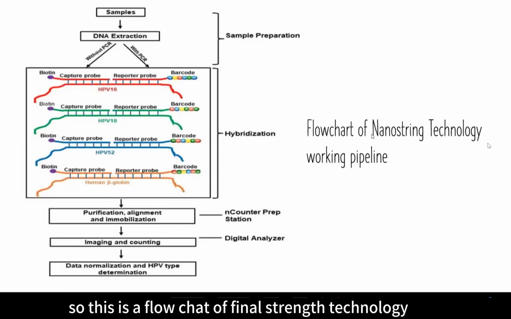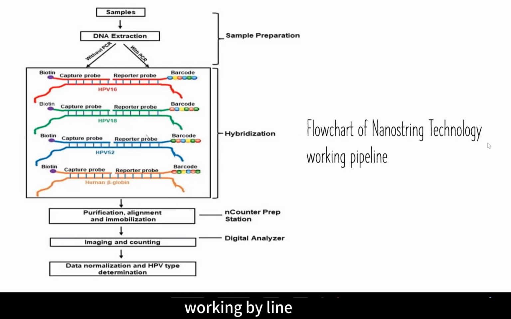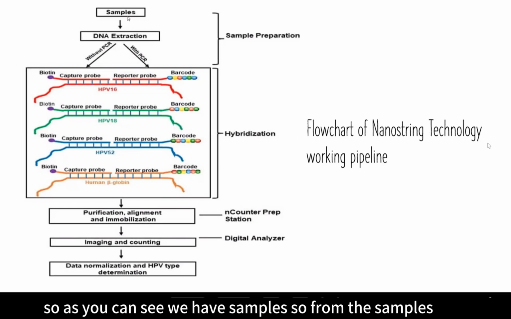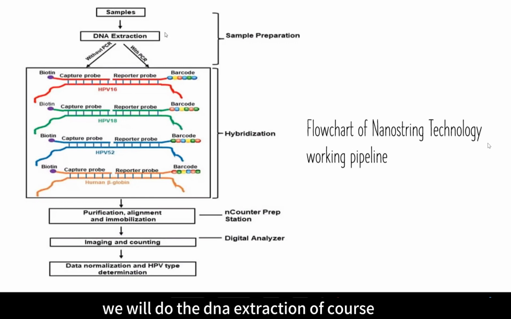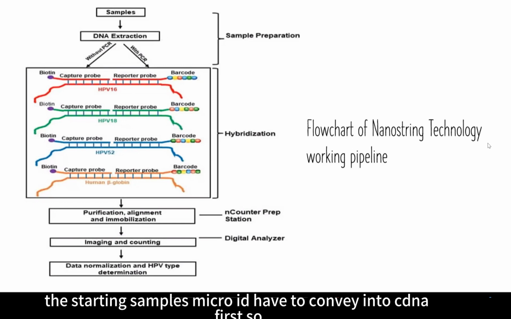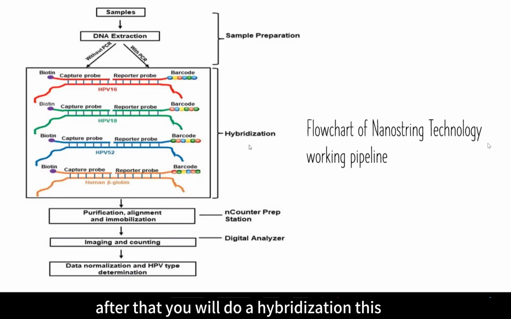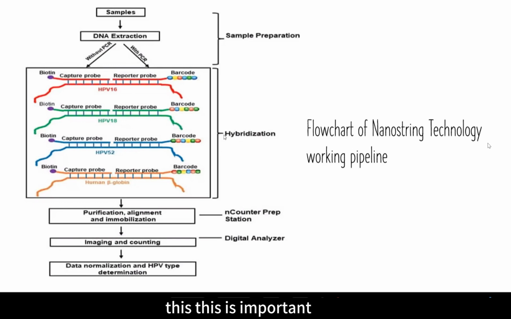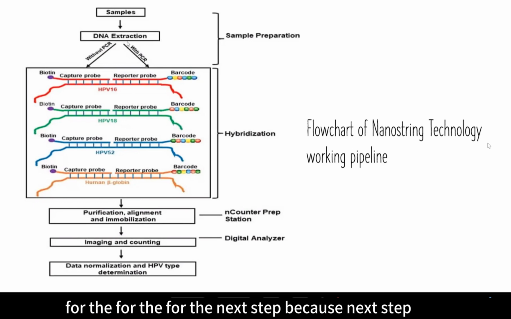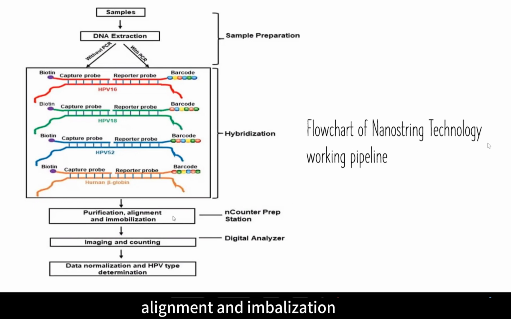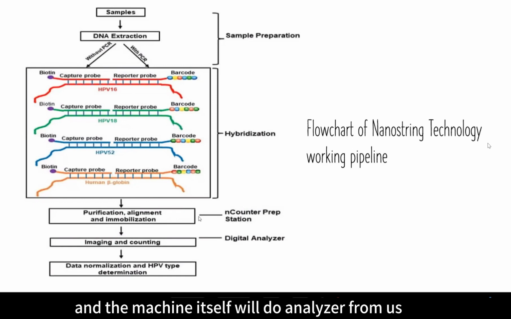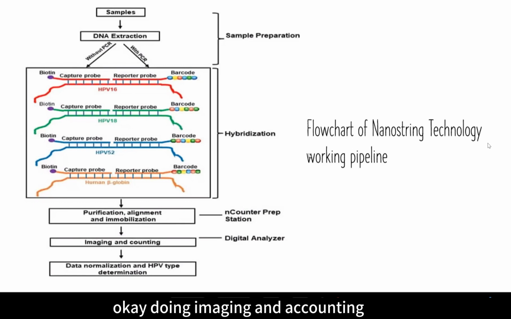This is a flowchart of the NanoString technology working pipeline. As you can see, we have samples. From the samples, we do the RNA extraction. The starting sample is microRNA, and you have to convert it into cDNA first. After that, you do a hybridization, which is important for the next step, where we do purification, alignment, and immobilization. Then the machine itself will do the analysis, imaging and counting.